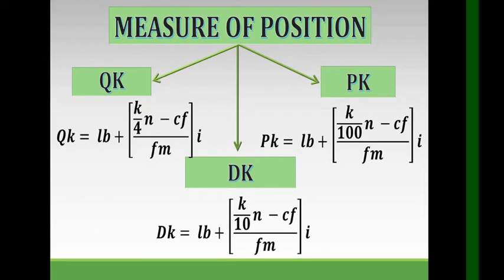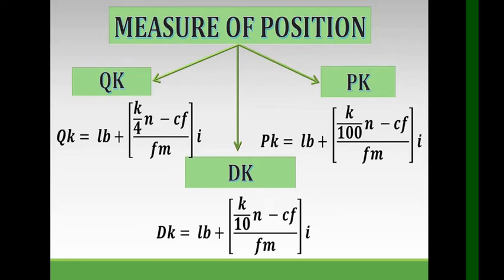For the Qk, or quartile, we have Qk equals lower boundary, or LB, plus square bracket k over 4 times N minus less than cumulative frequency, or CF, over frequency mode times the class interval, or I. For the decile, we have Dk equals LB plus k over 10 times N minus CF over fm times I.